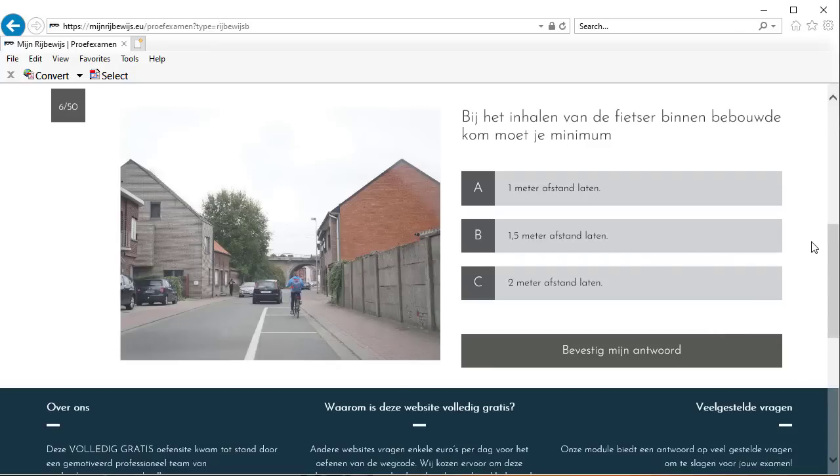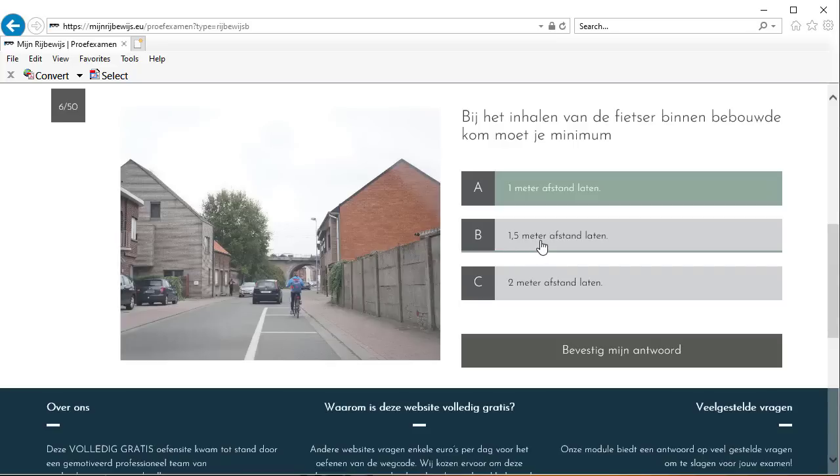When you are overtaking a bicycle within a built-up area, you must maintain a lateral distance of 1 meter. B is 1.5 meters. C is 2 meters. The answer is 1 meter within a built-up area, and outside a built-up area it has to be 1.5 meters.